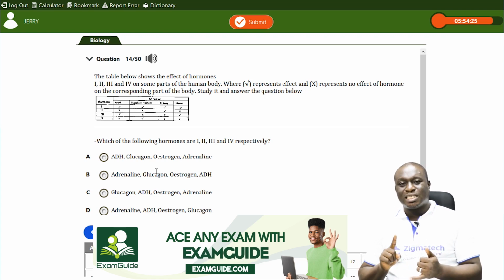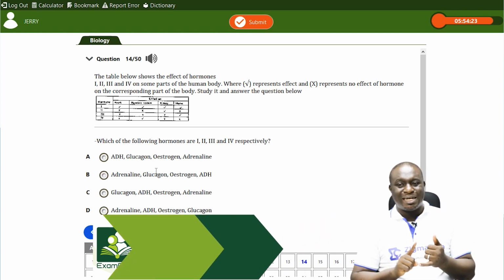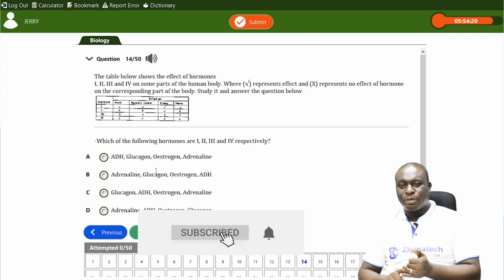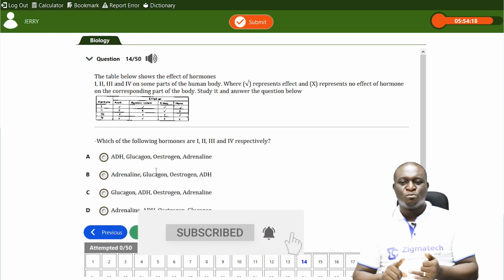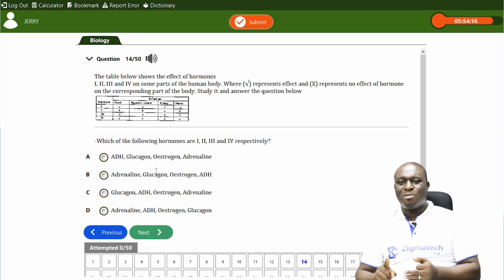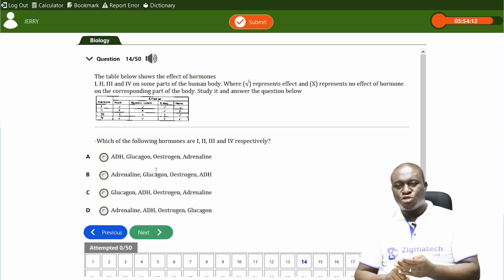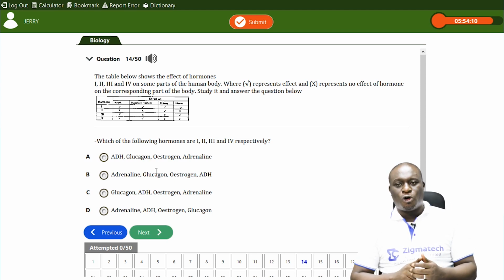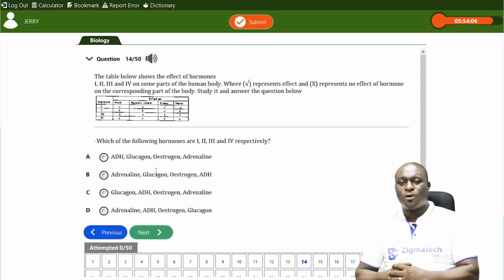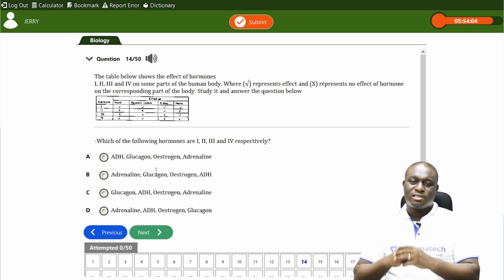Remember we said that Roman figure 1 is the adrenaline hormone. Roman figure 2, because of the effect on the kidney, we said it is the ADH. Roman figure 3, because of the effect on the uterus, we said it's the estrogen. And Roman figure 4, we said it is the glucagon because of the effect on the digestive system.